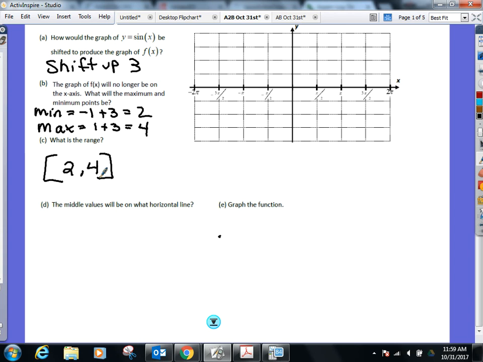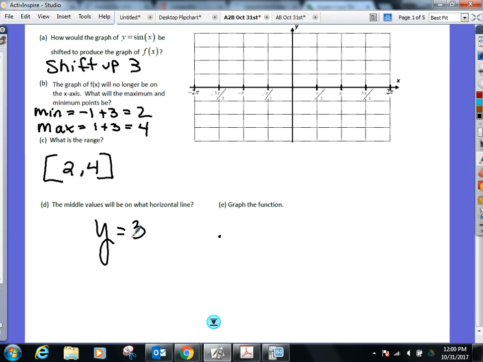2, 4. Where's the middle? What's that horizontal line where the middle values will be? Well, let's see. Where was it yesterday? Anybody remember? It was the x-axis, right? Which we called y equals 0. I just shifted up 3. Where's the new midline? y equals 3. Yep. It was y equals 0, but now that I shifted up 3, the midline shifts up 3. So now it's y equals 3.